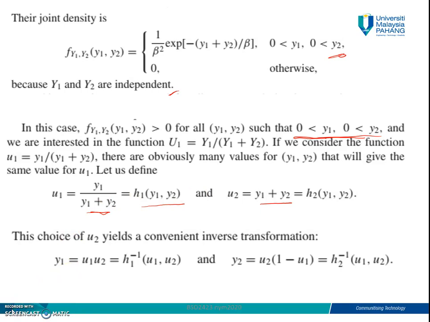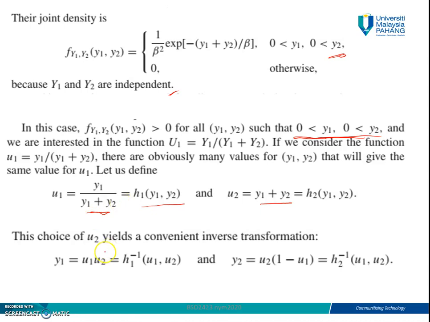We can do that because it makes it easier for us to solve this question. So we let u2 equal to y1 plus y2, which is this one. This becomes your second function, h2, of y1 and y2. This choice of u2 yields a convenient inverse transformation. So that is how to choose; you must be creative. When you choose, make sure that it is easier for you to differentiate or to transform.